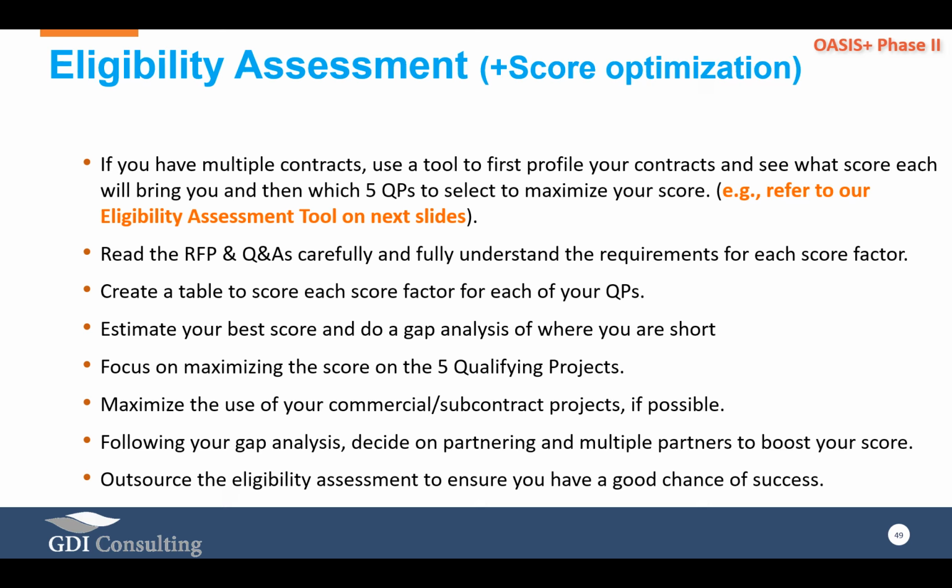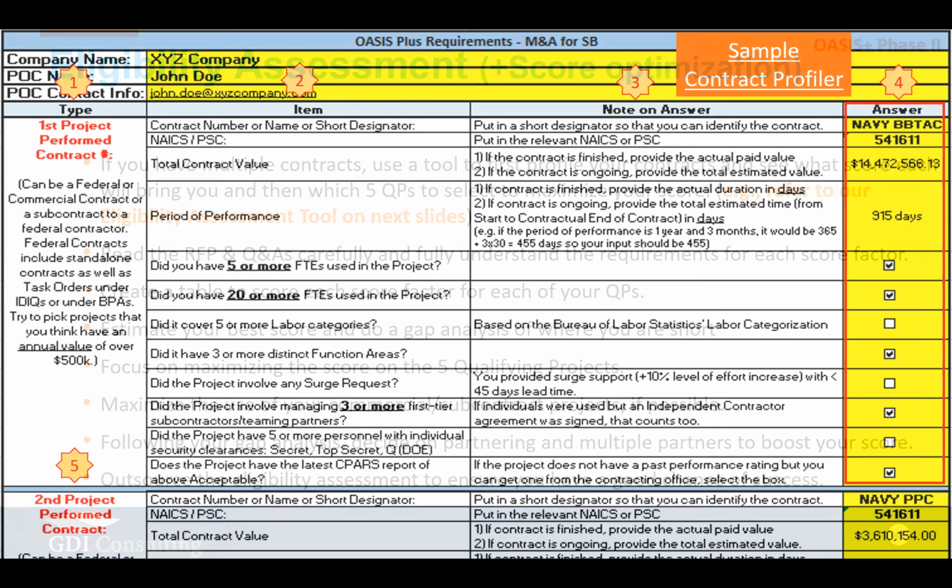In doing that, focus on maximizing the score on the 5 qualifying projects and maximize the use of your commercial subcontract projects if possible. Now, following your gap analysis, decide on partnering and multiple partners, maybe, to boost your score. You should consider outsourcing the eligibility assessment to ensure you have a good chance of success.